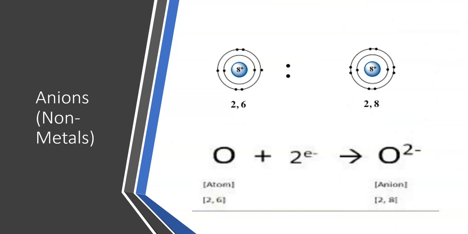Okay, so we just talked about chlorine and we saw that it lost an electron. Okay, now we've got another example here. We saw that chlorine gained an electron. We've got another example here.